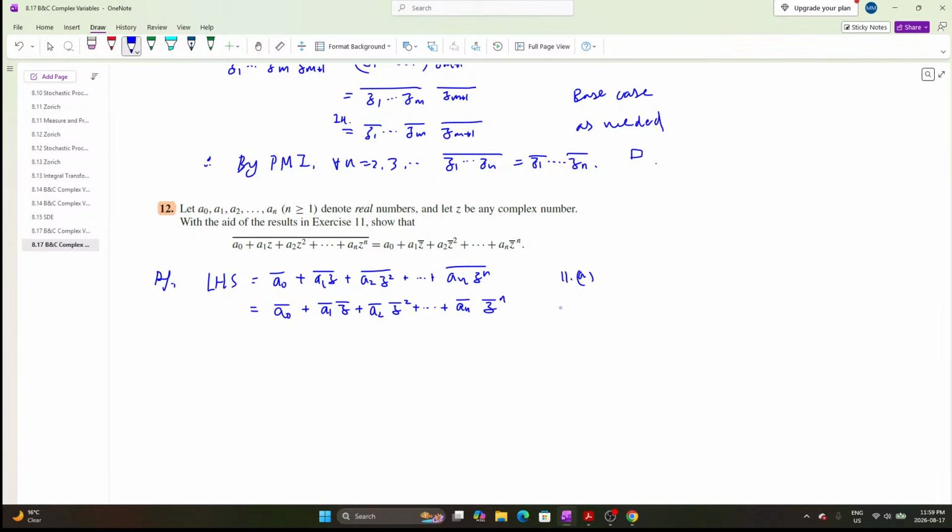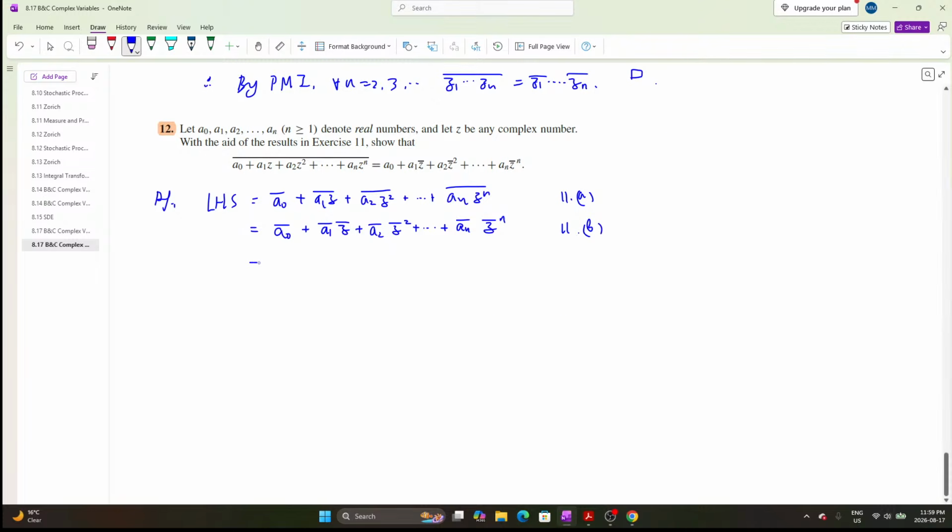Z bar to the n. This is 11b. And now we can use the fact that the ai are all real. And you have a naught plus a1 z bar plus a2 z bar squared plus all the way to an z bar to the n. And that's it. That's done.